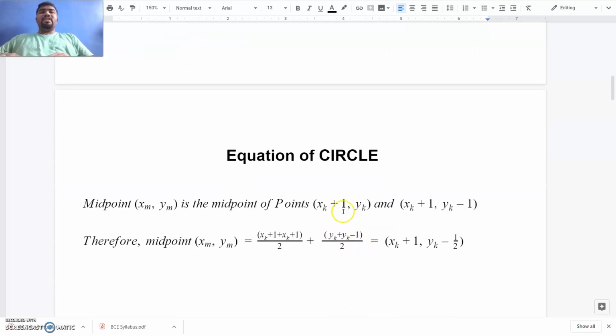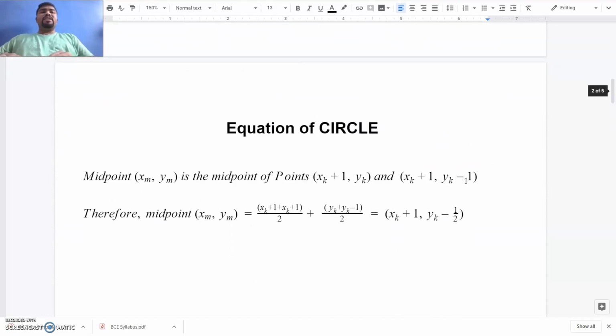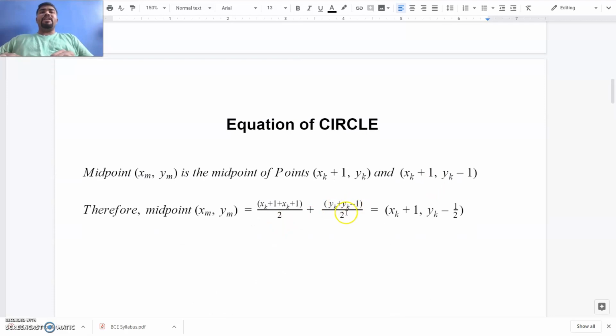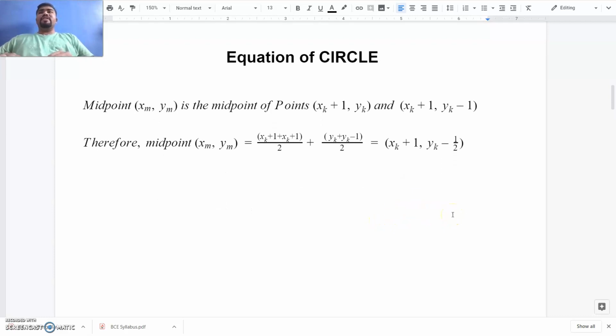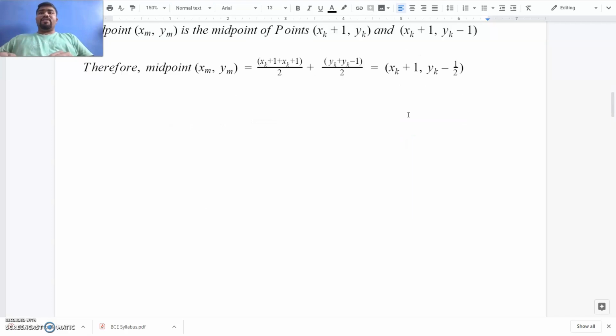So you can see that we have these 2 points, and it is xk plus 1 plus xk plus 1 divided by 2. Wherein what is yk? Yk is the above point, that is yk plus yk minus 1 divided by 2. So you can see it is 2yk minus 1 divided by 2. So if we simplify it, the midpoint would be xk plus 1 comma yk minus half. Right? Now we got xm comma ym.